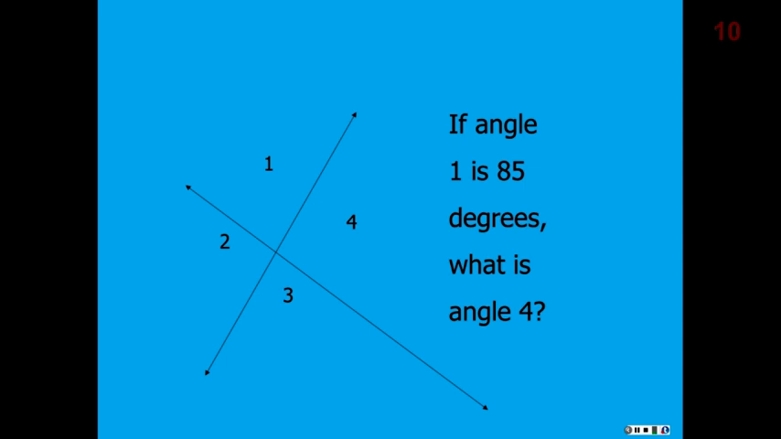Okay, now let's see if you guys remember some of this stuff. We're going to do a little testing here. If angle 1 is 85 degrees, what is angle 4?